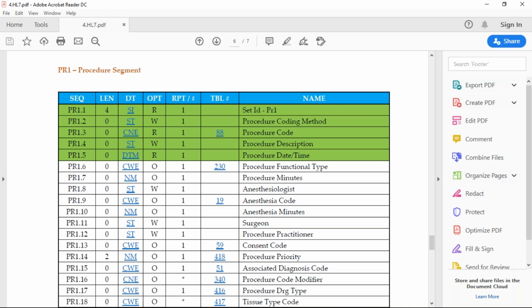And next we have procedure code description in PR1.4. So it will clearly indicate the procedure code description that has been given. And then we have PR1.5. When that procedure has exactly been performed, that information will be sent in PR1.5.